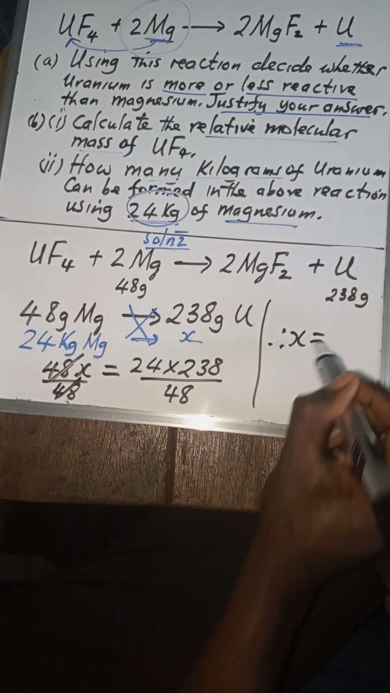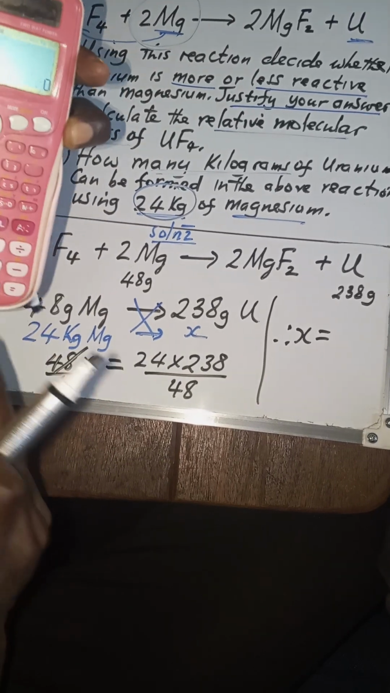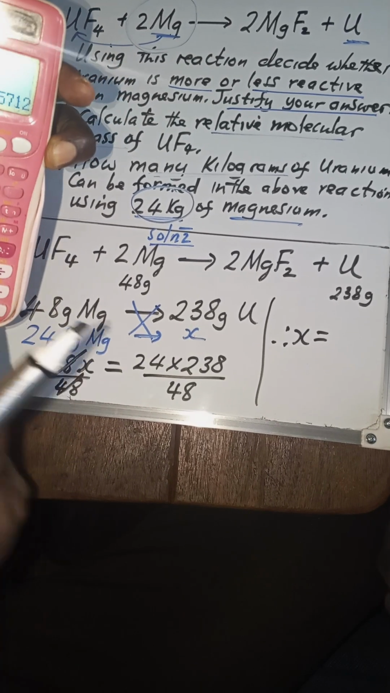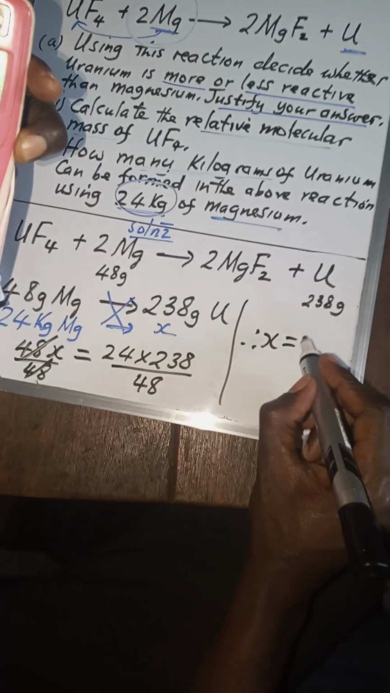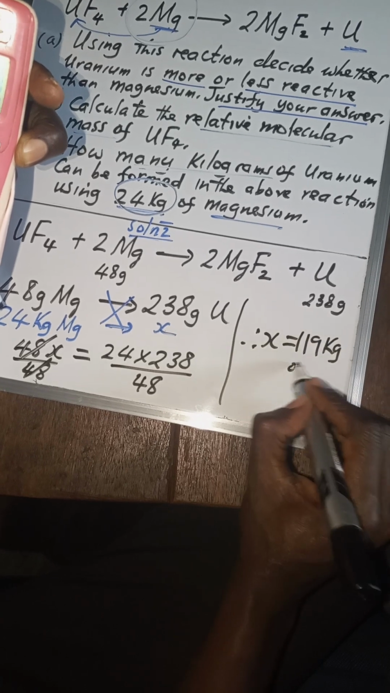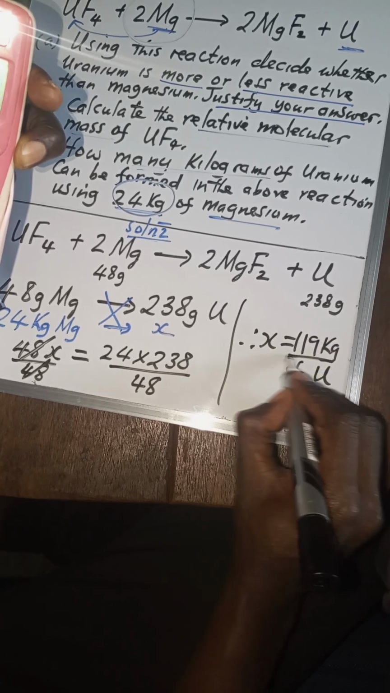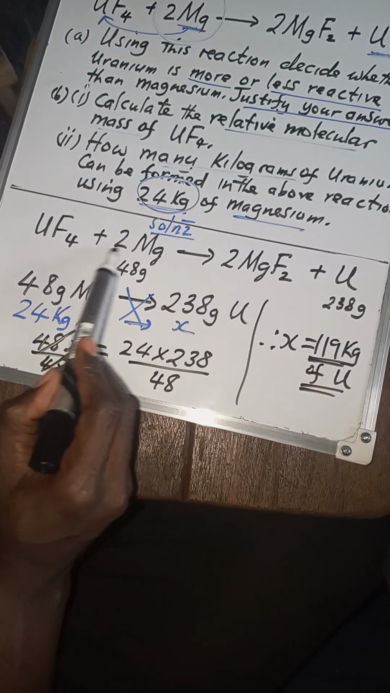Therefore, my x will be equal to, we can apply the calculator there, 24 multiplied by 238. That answer we get, we divide by 48. So this is going to give me 119 kilograms of uranium. So meaning 119 kilograms of uranium will be formed when you use 24 kg of magnesium.